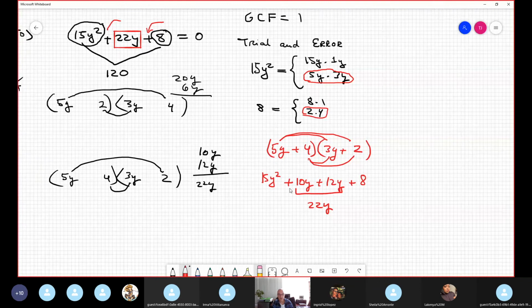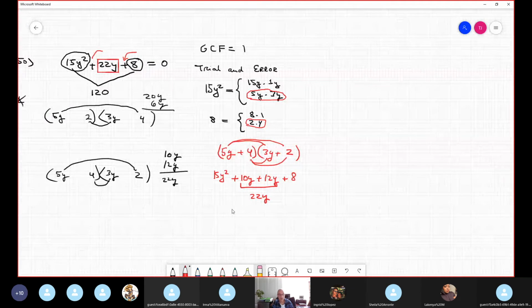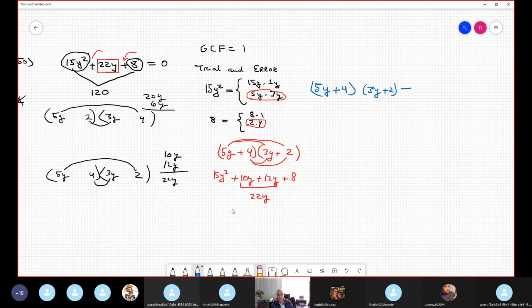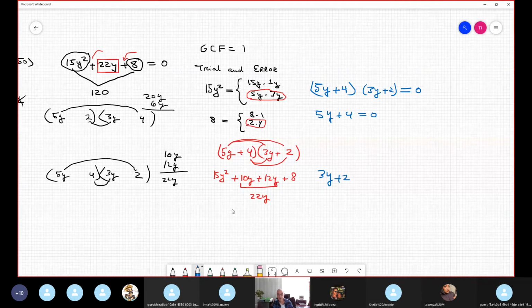Okay, entonces my factorization, que I want to copy one more time, let me use blue color, is 5y plus 4, 3y plus 2. And don't forget that this is equal to 0. Therefore, one more time, we apply the zero factor property. 5y plus 4 equal to 0, and 3y plus 2 equal to 0.